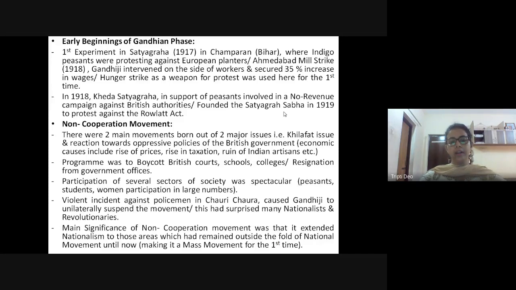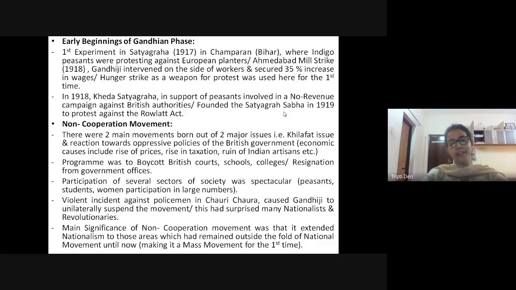So he was against violence. The moment at Chauri Chaura police station, some of the protesters burned the police station, and there was a lot of violence that happened in that area. Gandhiji revoked, in the sense he stopped the non-cooperation movement, and suspended it then. So this had really surprised many nationalists and revolutionaries, because they never thought Gandhi would, at the peak of the national movement, at this point of time, the non-cooperation movement, suspend it. So it was a huge shock for the nationalists.